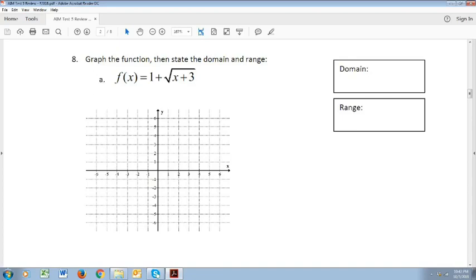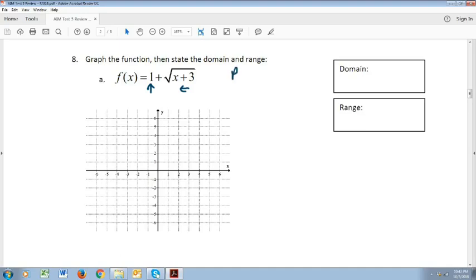We have the 1 there, that's separate from the radical, and so that's going to cause us to move up 1, a vertical shift. And notice the plus 3 is inside with the radical, or with the x under the radical. We know that causes a horizontal shift, and these are the ones that work backwards. We're actually going to go left 3. You might have naturally thought it would be right 3, but it's left. It's the opposite of what you might think.